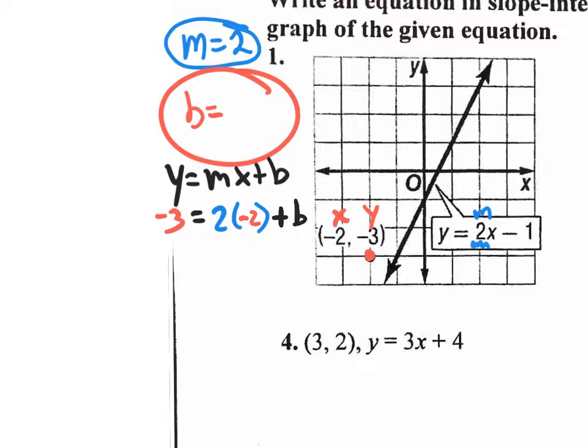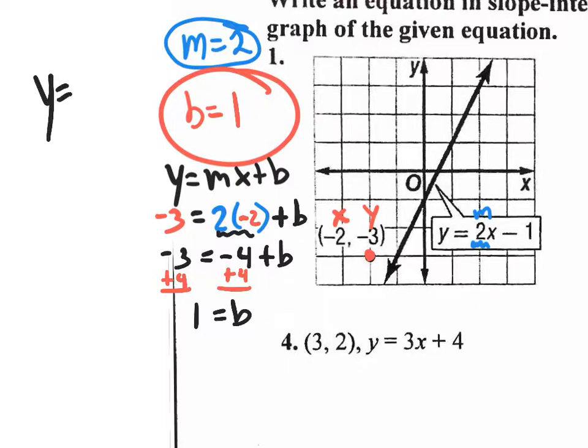So let's do the math. Negative 2 times 2, that's negative 4, plus b equals negative 3. And you want to solve for b, so let's add 4 to both sides. And we will get b equals 1. So the b value is 1. Now that we know the m, and now that we know the b, we could safely write our equation in slope-intercept form. Y equals mx plus b. There it is, y equals 2x plus 1.